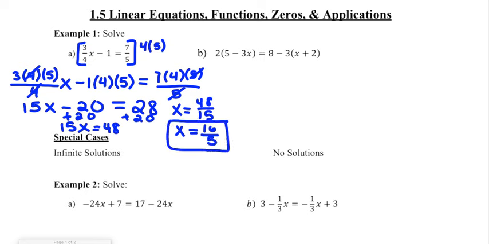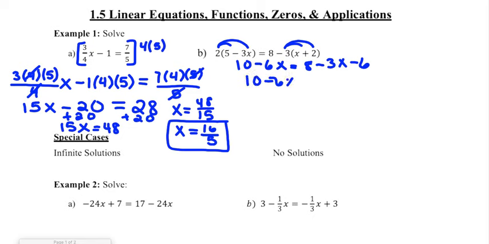All right, in example B, I'm going to go ahead and distribute both of those. So I get 10x minus, oh, I'm sorry, that doesn't have an x in it. Let's try that again. 2 times 5 is 10 minus 6x equals 8. Distribute that negative 3: minus 3x minus 6. Let's combine our like terms on that right side of the equation. 10 minus 6x equals 8 minus 6, which is 2 minus 3x.